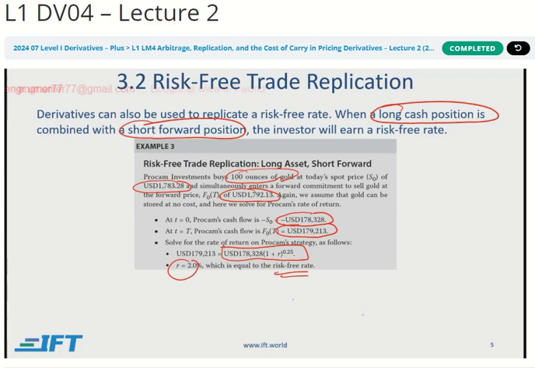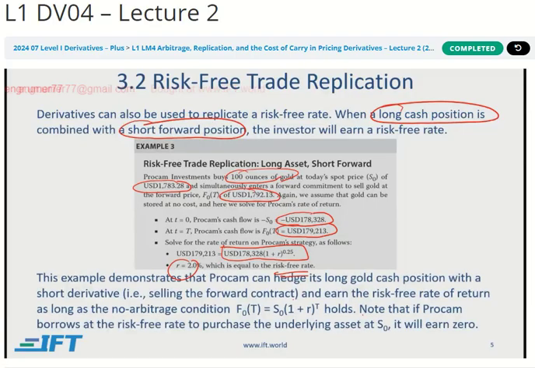As long as you're not earning more than the risk-free rate, that means there is no arbitrage opportunity here in replication. So this is replication with respect to derivative pricing. This example demonstrates how Procam can hedge its long gold cash position with a short derivative by selling it in the future and earn the risk-free rate, as long as the no arbitrage condition holds. This is the no arbitrage condition: the spot price multiplied by 1 plus the risk-free rate to the power t is equal to the future price.